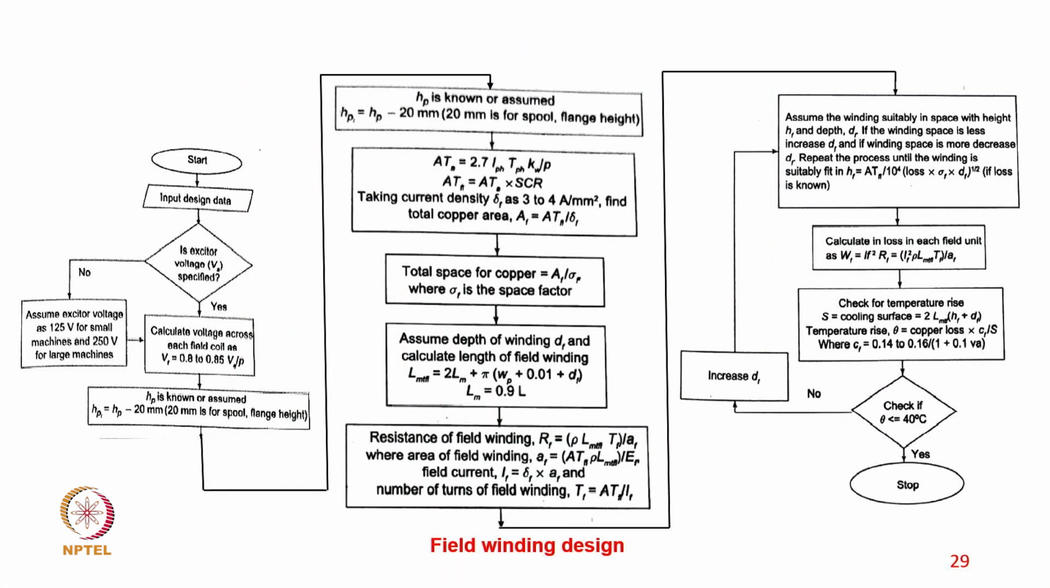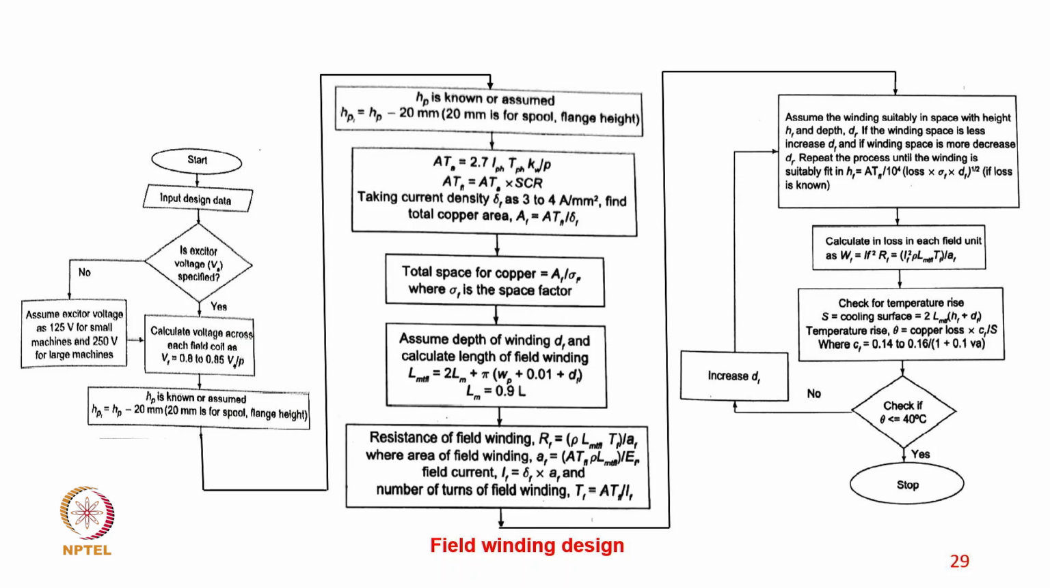And the flow chart is for field winding design. Slot input design data: is the exciter voltage specified? Now assume the exciter voltage as 125 volt for a small machine and 250 volt for a large machine. Then if yes, calculate the voltage across the field winding as 0.85 to 1 times it.